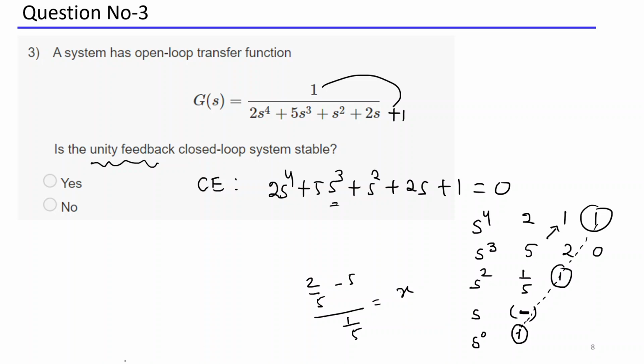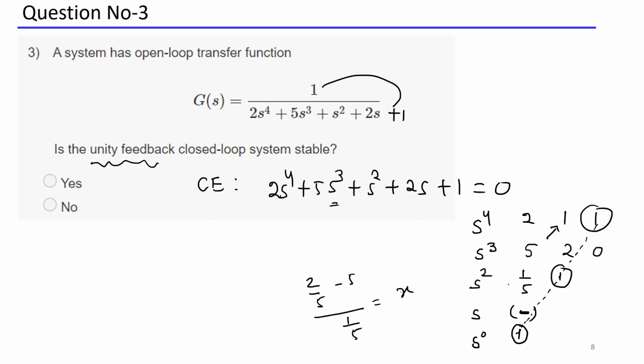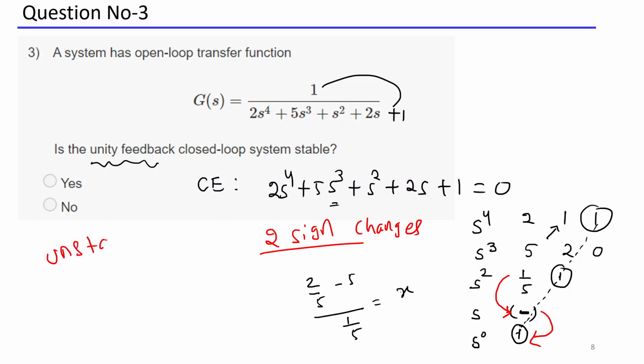Then you see in this equation, in the first column, how many sign changes are there? From 1 by 5 to negative, positive to negative, one sign change. Again from negative to positive, another sign change. So there are two sign changes. Two sign changes means two poles lie on the right hand side of the system, and the system is unstable. You can quickly say the answer is unstable. You understand how I solved it?